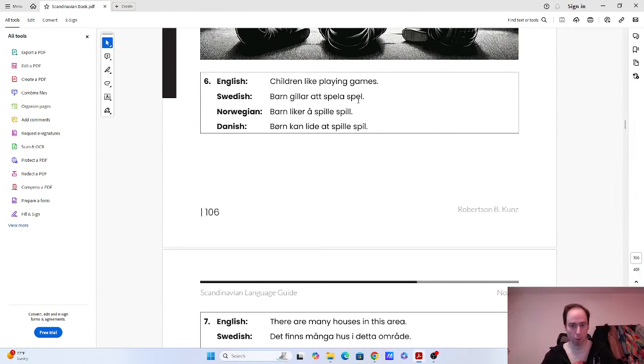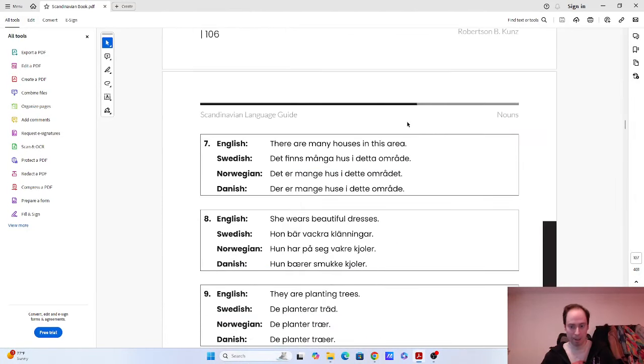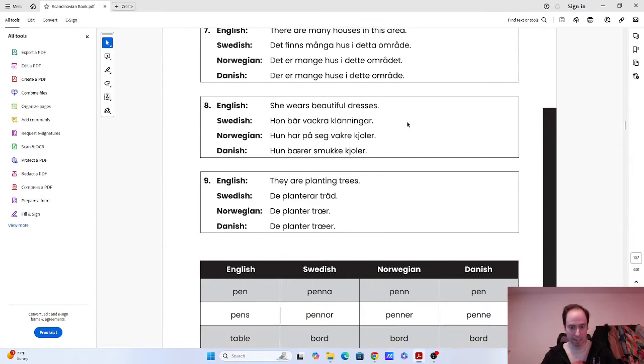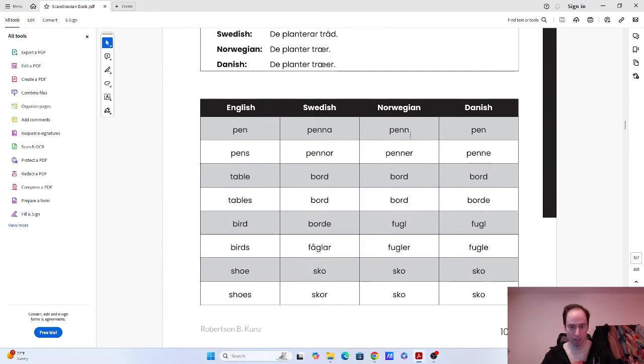Sometimes there's no ending. But yeah, you really have to learn the plural form along with the singular so that you know what it is. But don't worry, it's not too difficult to pick up. You begin to sense patterns. But here's where it's tricky because you see Swedish, Norwegian, and Danish, the same word for table is bord. But for Danish, there's an E for the plural, whereas Swedish and Norwegian, there's nothing. It's the same as the singular.